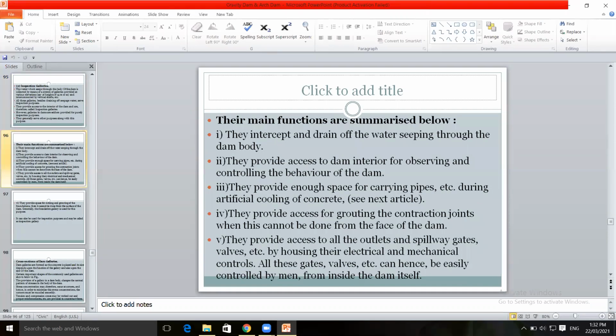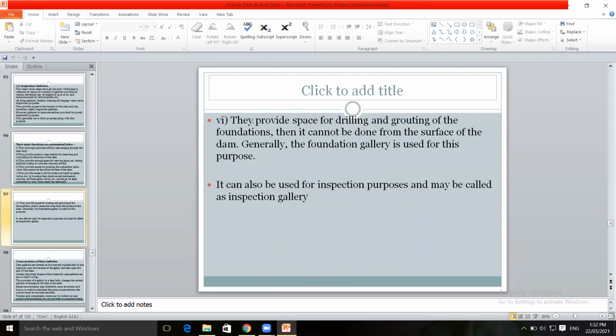These are the various functions of the galleries. Sixth, they provide space for drilling and grouting of the foundations. They are provided for drilling and grouting of the foundation, and it cannot be done from the surface of the dam. Generally, the foundation gallery is used for this purpose.